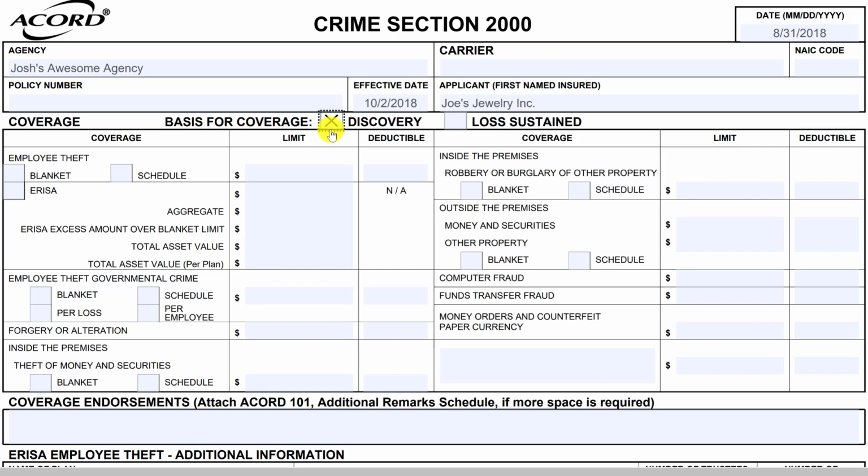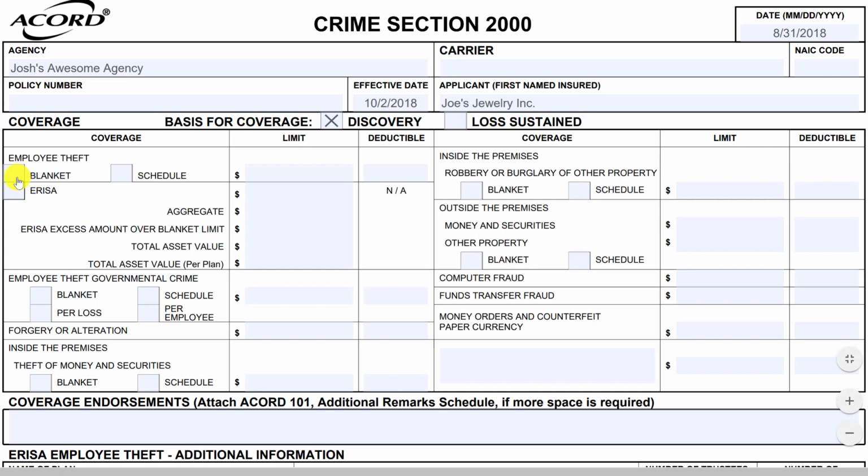Loss sustained means that they have to have the policy in effect when the loss occurred. So if there was an instance of employee embezzlement over a long period of time, it's really only going to cover during the time that the policy was in effect. Discovery is a lot more coverage because it can go back farther. Whatever policy was in effect when the loss was discovered would then cover the loss. So I err on the side of discovery when possible. Now when we get down here, you'll notice that there's a lot of blanket or schedule.